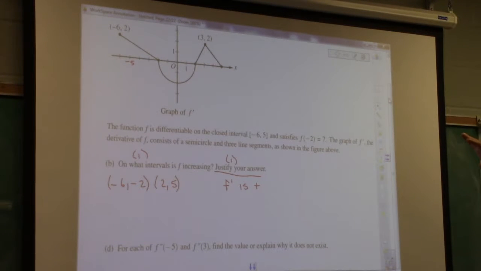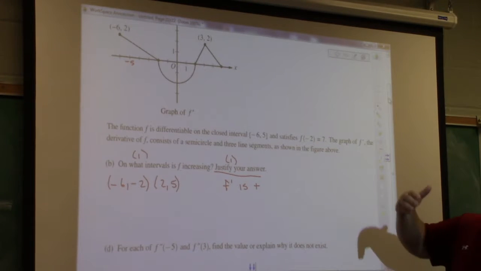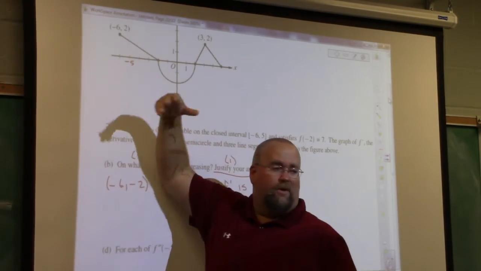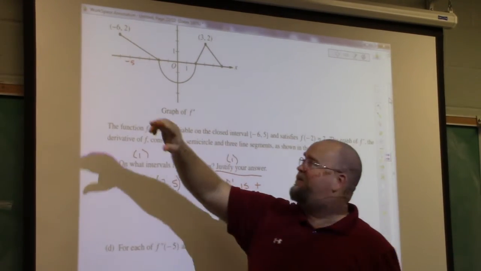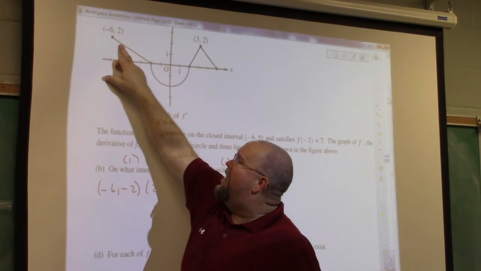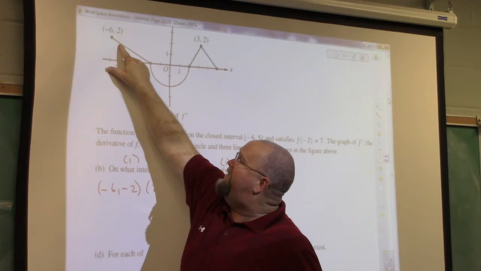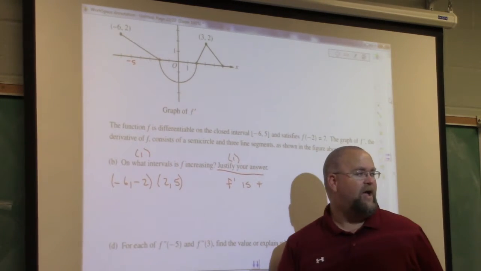What's this a graph of? F prime. And we're wanting to know the value of f double prime at -5. So I just want to know the value of the derivative of this graph at -5. Or in other words, I want to know how fast, what's the IROC at that point right there. That's all we're wanting to know. At -5, how fast is my function changing at that value?